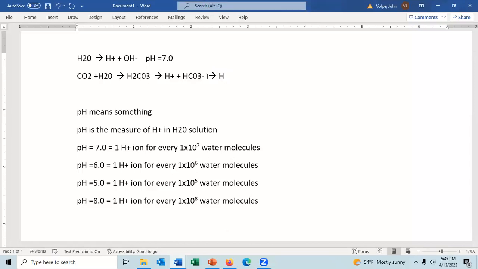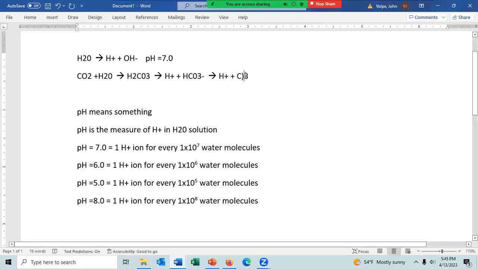Oops. Oh, I got the wrong one. That's why I'm not getting it. And then CO3. And that's going to be a -2. Oh, fudge. Not doing too good typing here. And let's make that superscript.